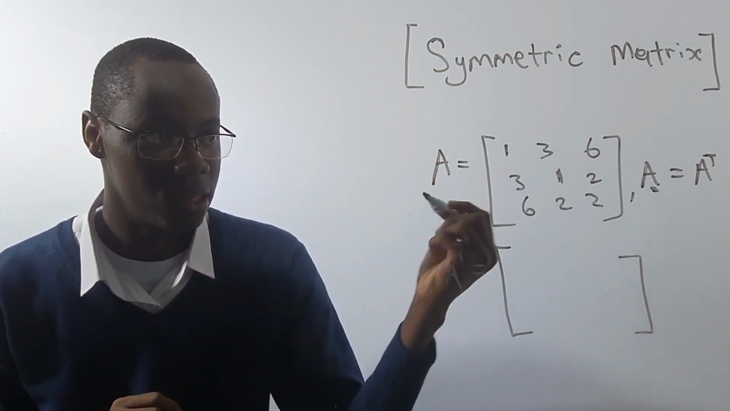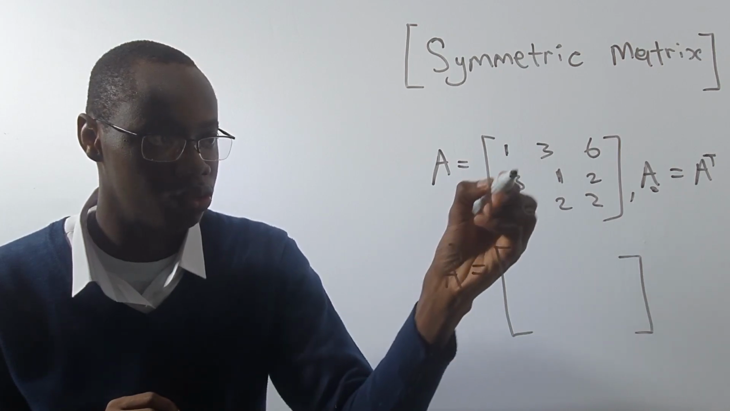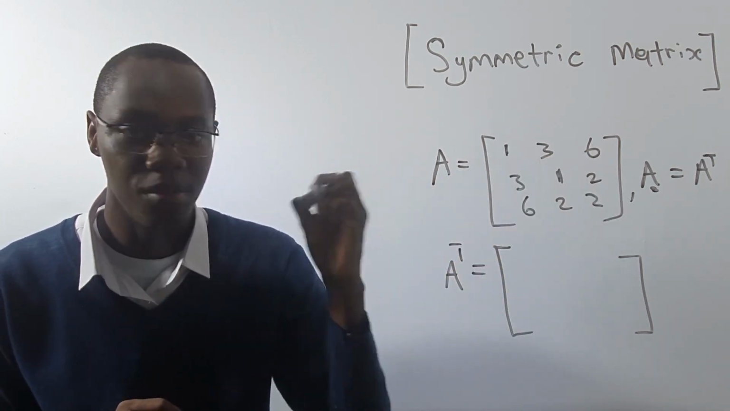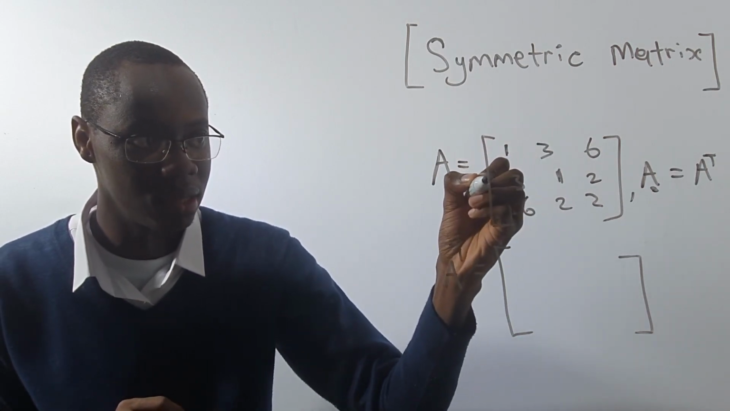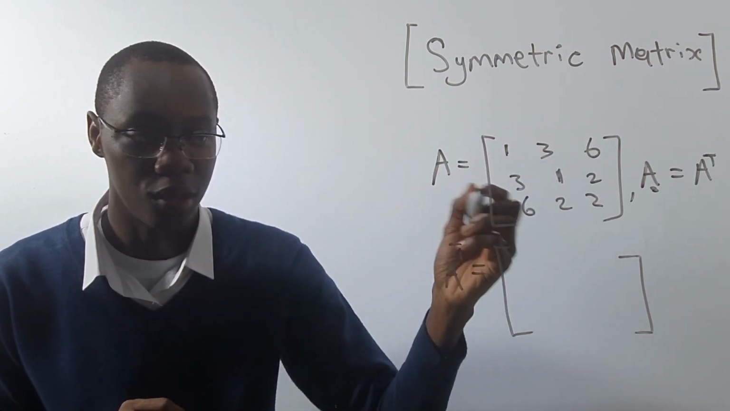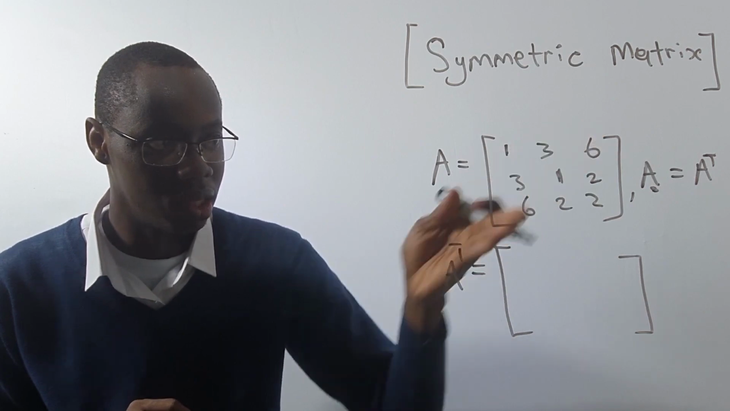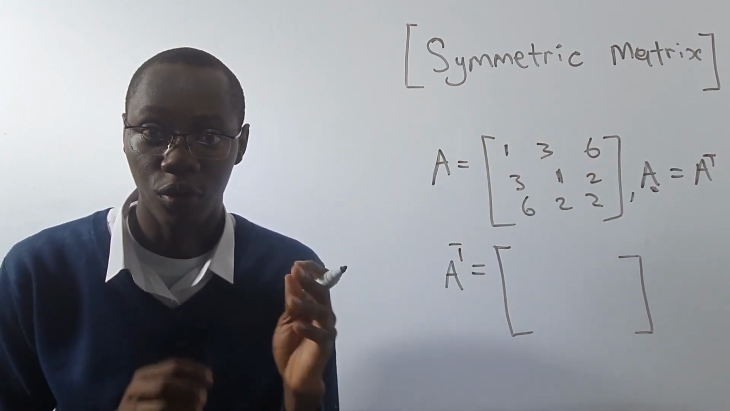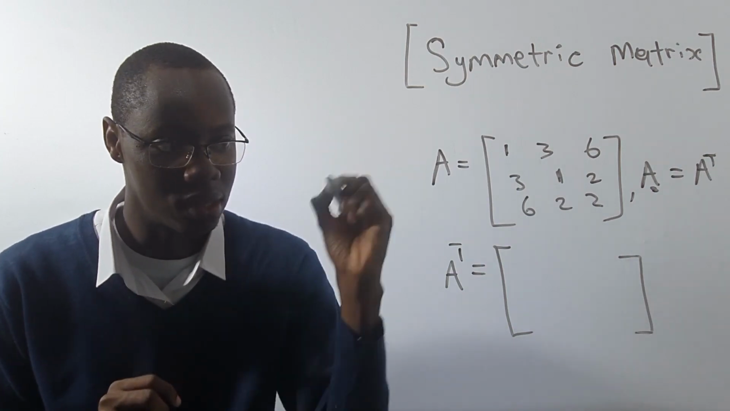You can see now that this is symmetric. Look at 3 and 3, 6 and 6. You can find elements in the northwest and the southeast direction having the same numbers. And of course, when I transpose it, I still get the same thing.